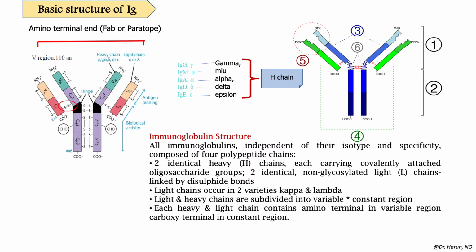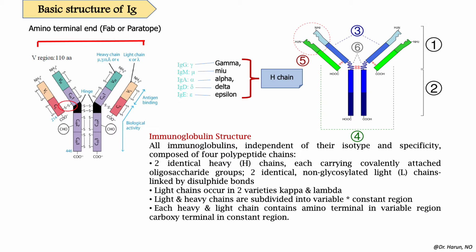Again, if you look at the basic structure of the immunoglobulin, this is amino terminal end ataupun FAB or paratop, dimana this particular paratop adalah the sites untuk bind to any antigen. Okay, the antigen mempunyai, dia punya on the surface adalah epitope. So therefore this particular paratop is very important untuk suits dengan the molecule structure of the epitopes of the antigen.